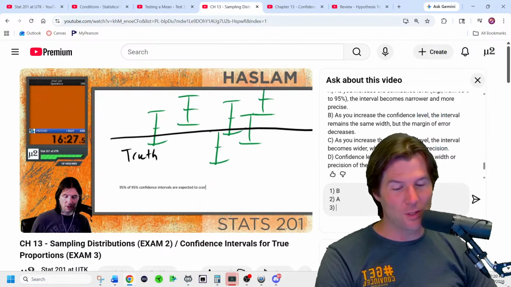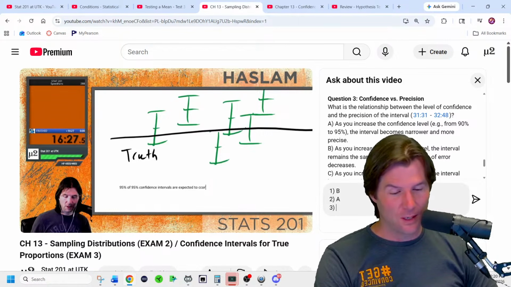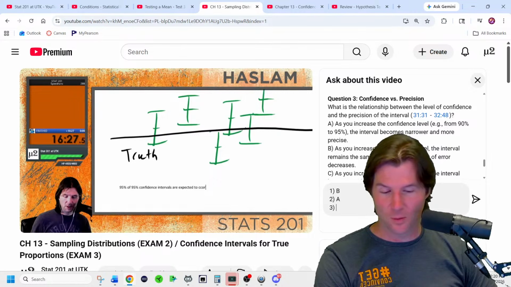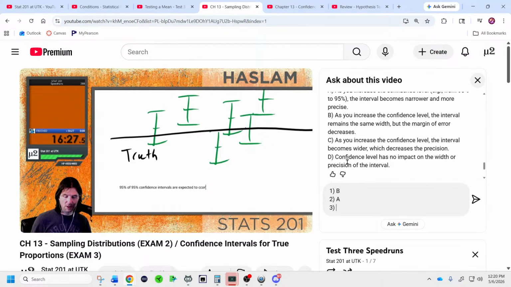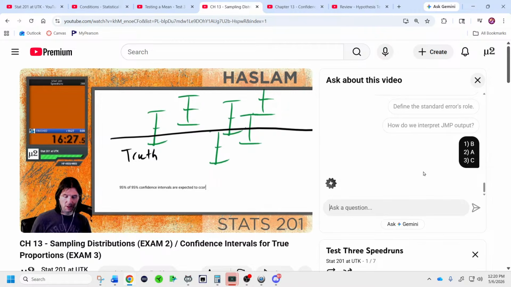So as you increase the level of confidence from 90 to 95, it becomes less precise. As you increase the confidence, the interval remains... nope. As you increase the confidence level, the interval becomes wider, which decreases the precision. Yes, that is true. Those are good questions.